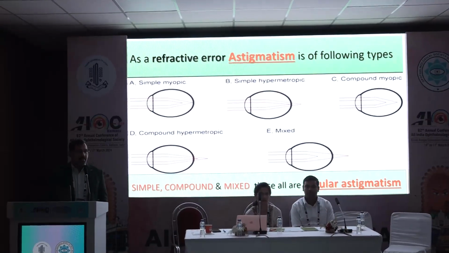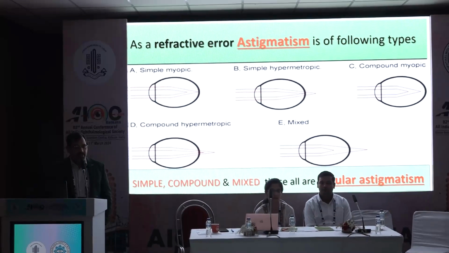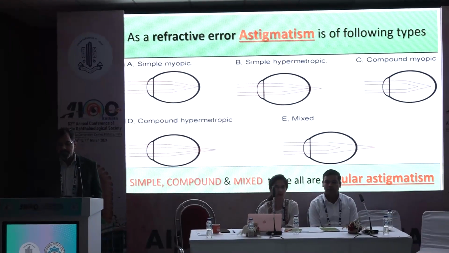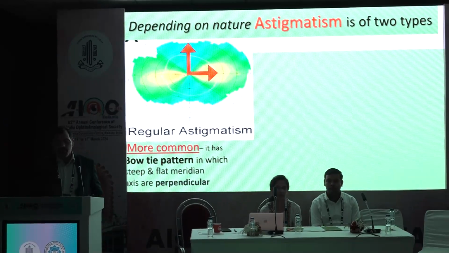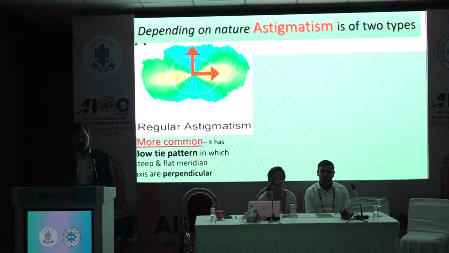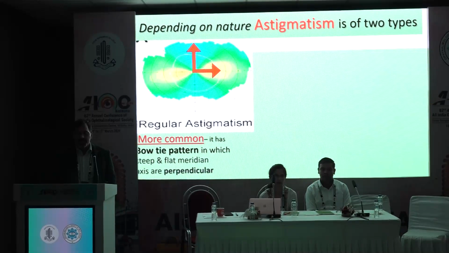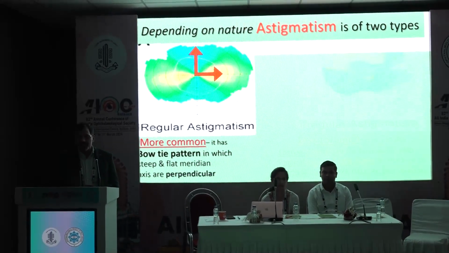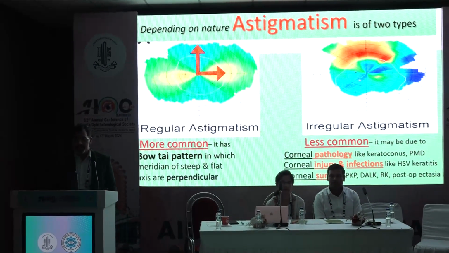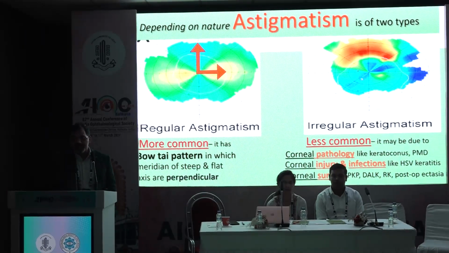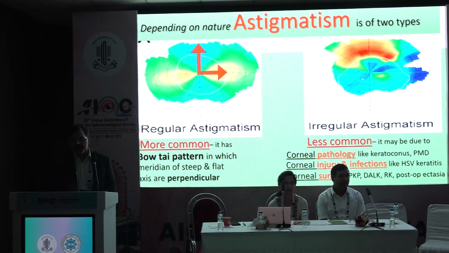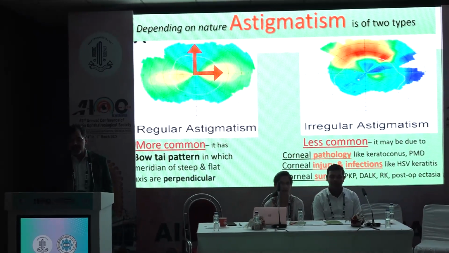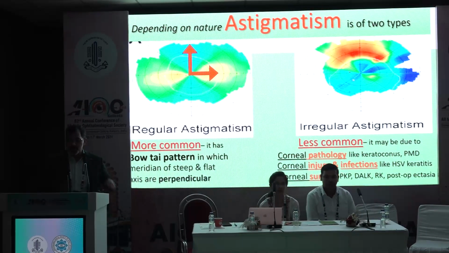As a refractive error, astigmatism is of the following types: simple, compound and mixed, all of these are regular astigmatism. Regular astigmatism is more common. In this, there is a bow tie pattern, and the steep axis and flat axis are perpendicular to each other. On the other hand, irregular astigmatism is less common. It may be due to corneal pathology like keratoconus, PMD, corneal injuries or infection like HSV keratitis, corneal surgery like PKP, DALK, delayed keratotomy, and also post-operative ectasia.